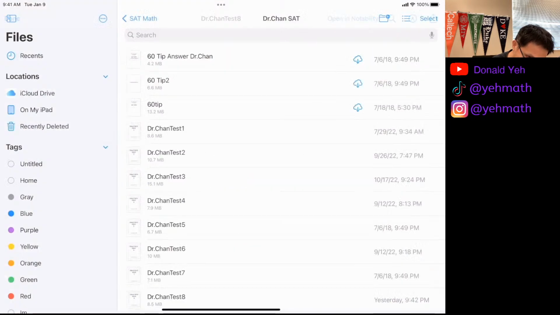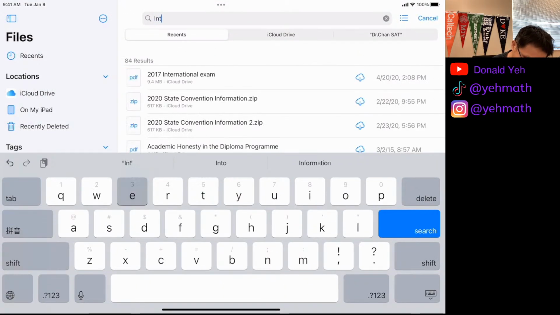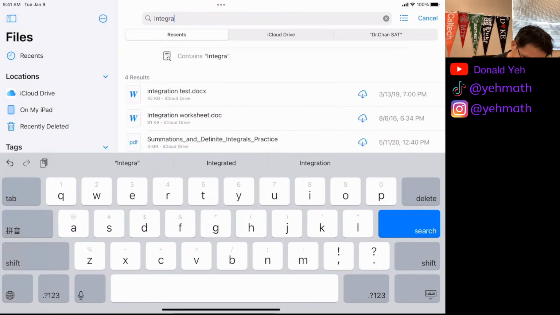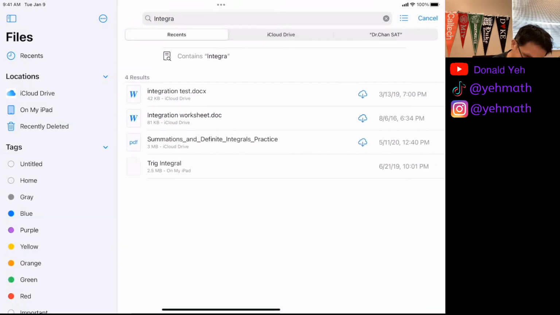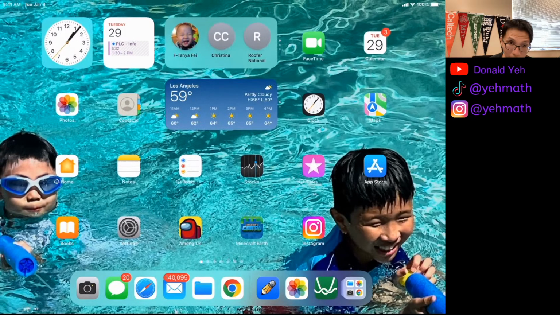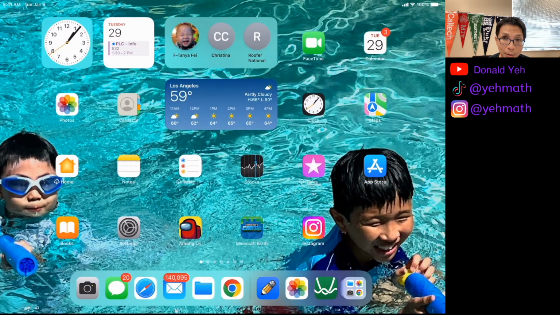So here is the... no, hold on. I'm going to send you... hold on a second. Integration. iCloud Drive, desktop, integration. This is the first one.